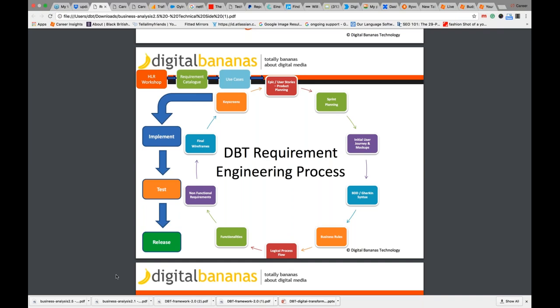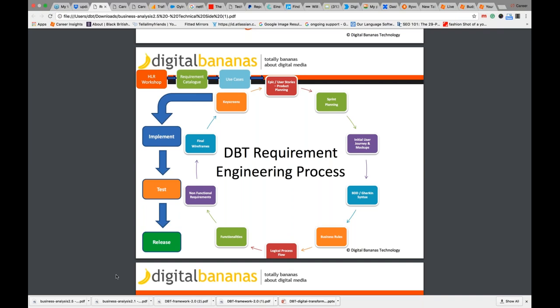Then we do our sprint planning, do initial user journey mapping, do behavior-driven development, define the business rules, create the logical process flow diagrams, define the functionalities, define the non-functional requirements, do final wireframes, do the key screens, and so this whole cycle here is the requirement engineering process. Then we hand over to the developer to implement it, build, test it, and then release it.